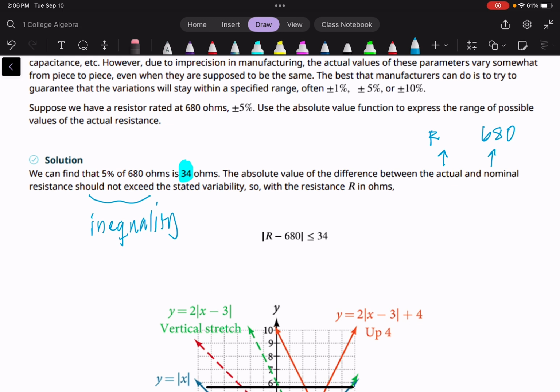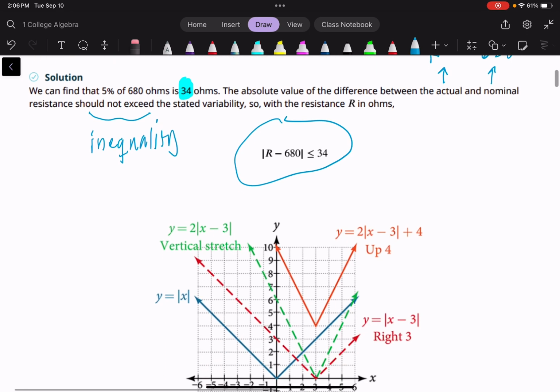right? And so with the resistance defined again as R in ohms, we have the absolute value of the difference in the two resistances, the actual and the supposed or nominal, should be less than or equal to 34, which is 5% plus or minus, right? And so this actually takes care of all of that.